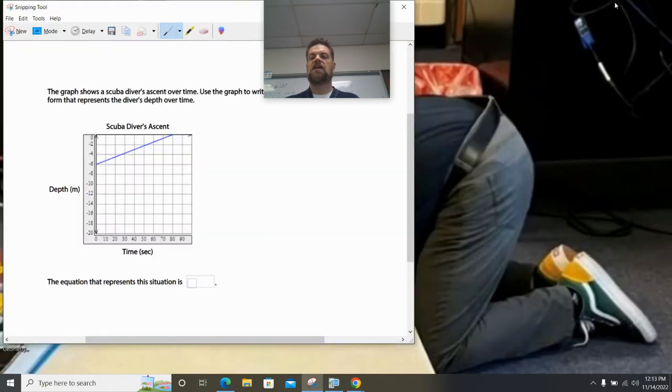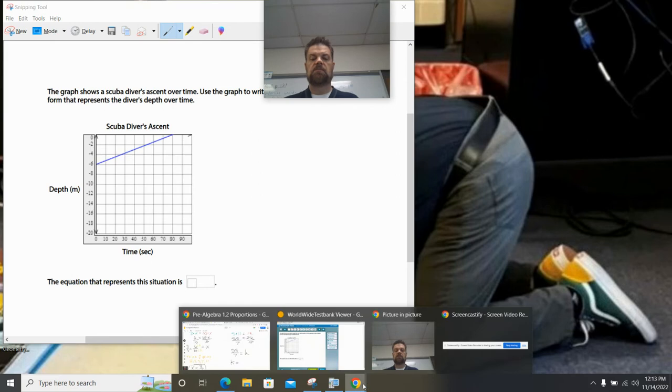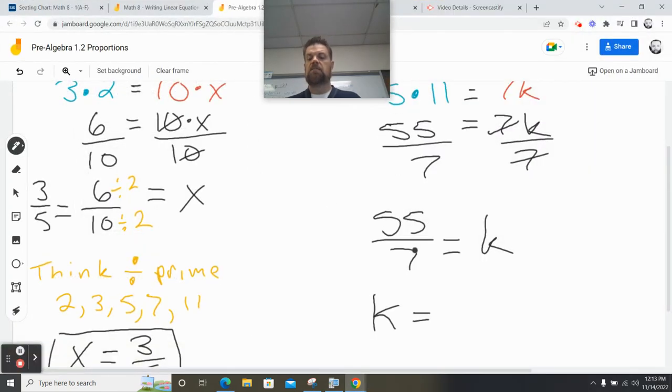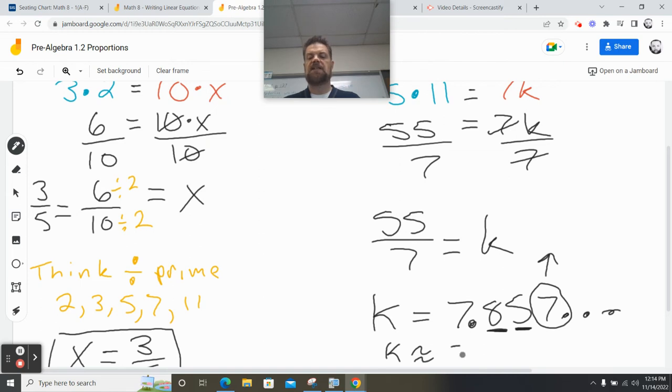Let's refresh for rounding. If this is 7.857 and there's a bunch of decimals afterwards, and I want to round to the hundredths, I'm going to look at the number to the right. If it's 5 or greater, then we round up. So that means that k is approximately 7.86. Now, if this number was 4 or lower, we would round down and it would be 7.85.